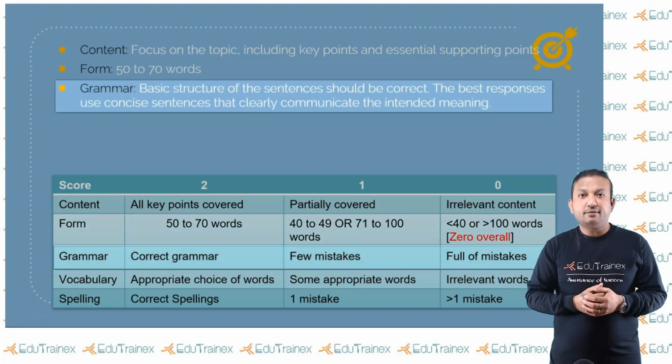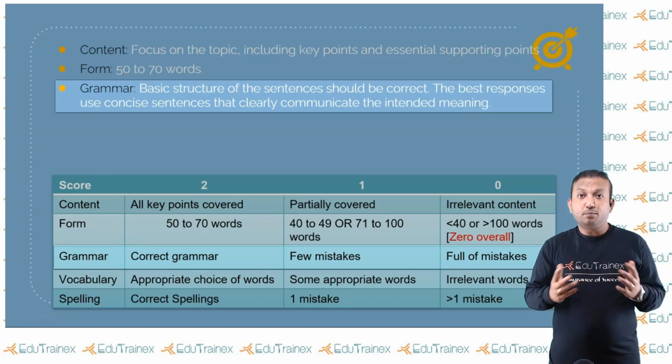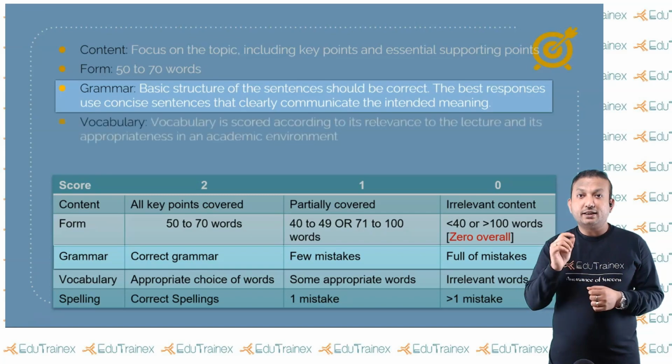Number 3 is the grammar, and you get full marks, which is 2 points, if you get everything grammatically correct. If you have 1 or 2 grammatical errors, then you still get 1 point. But if you exceed that and make more than 2 grammatical mistakes, you get 0 points.